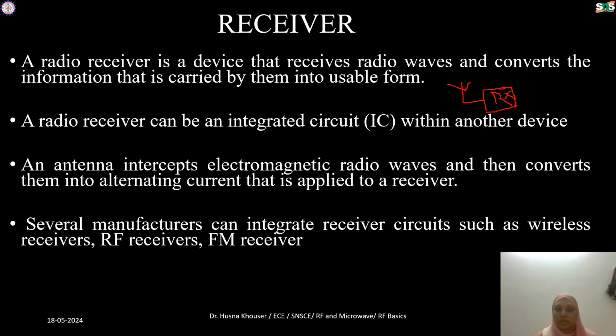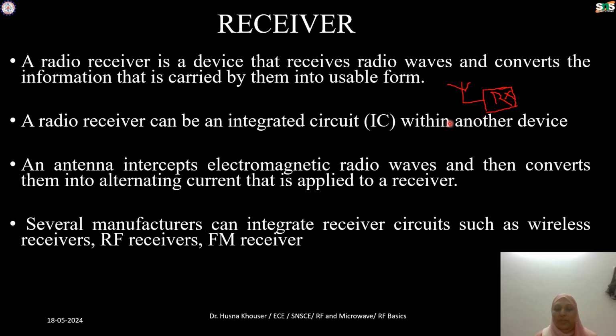So this receiver can also be integrated in an IC, or it can be integrated in another IC. An antenna can intercept the electromagnetic waves, radio waves, and converts them into the alternating current that is applied to the receiver. So whatever I have explained now is what the antenna is doing: it is intercepting the EM waves and converting them to alternating current, which is applied to the receiver.